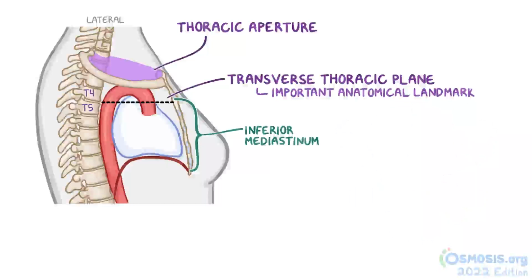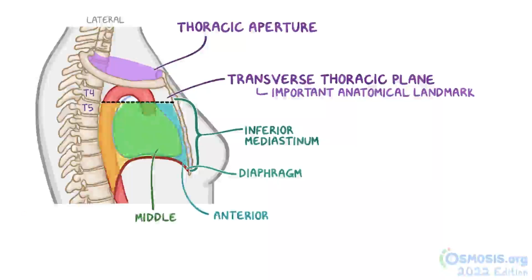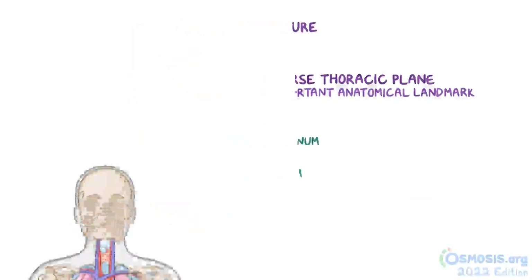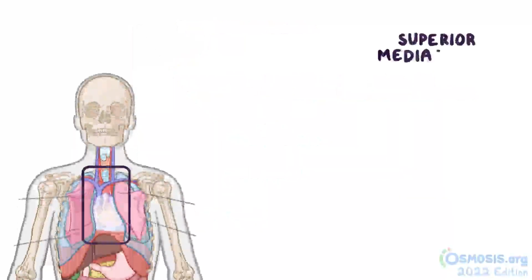The inferior mediastinum lies between the transverse thoracic plane superiorly and the diaphragm inferiorly. It's further subdivided by the pericardium into anterior, middle, and posterior parts, with the pericardium and its contents being in the middle part. So, in this video, let's focus on the superior mediastinum.